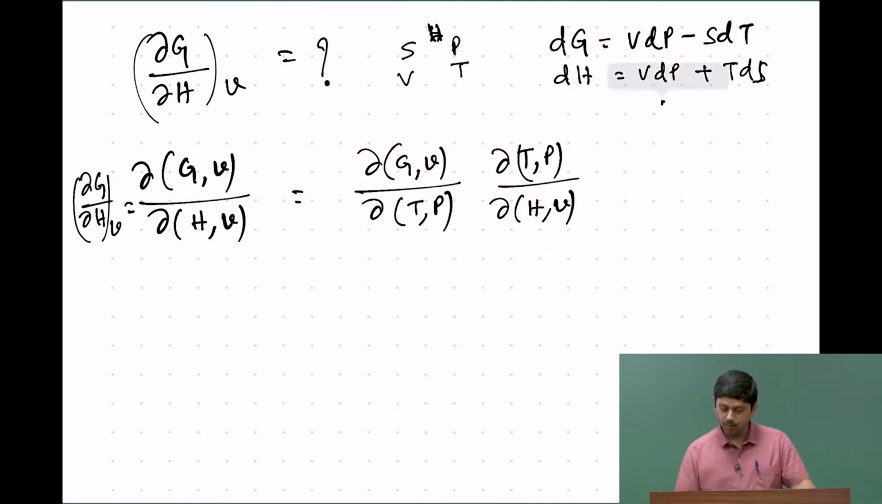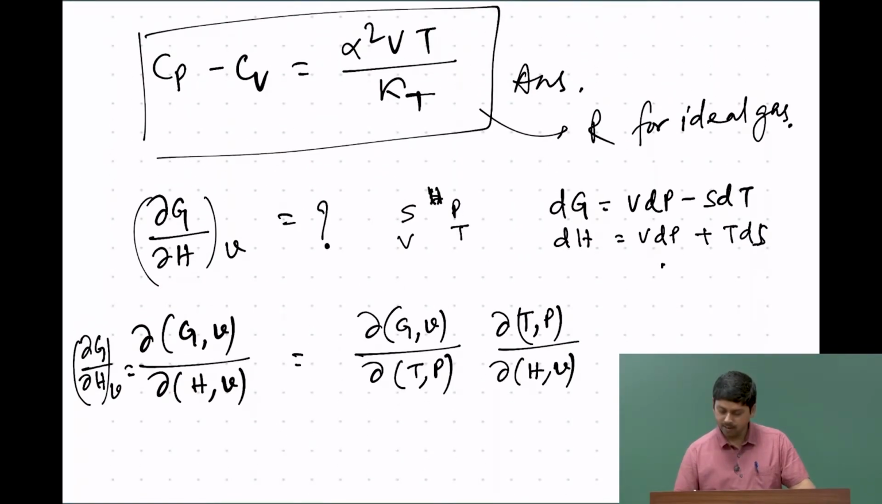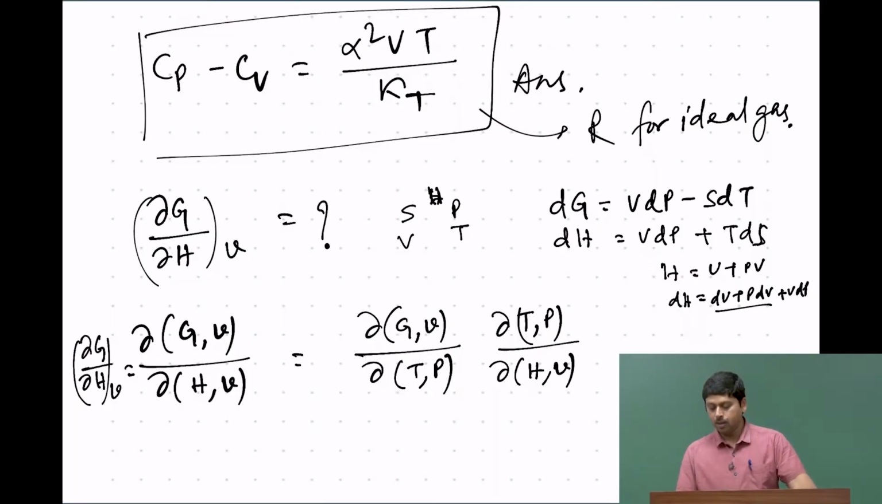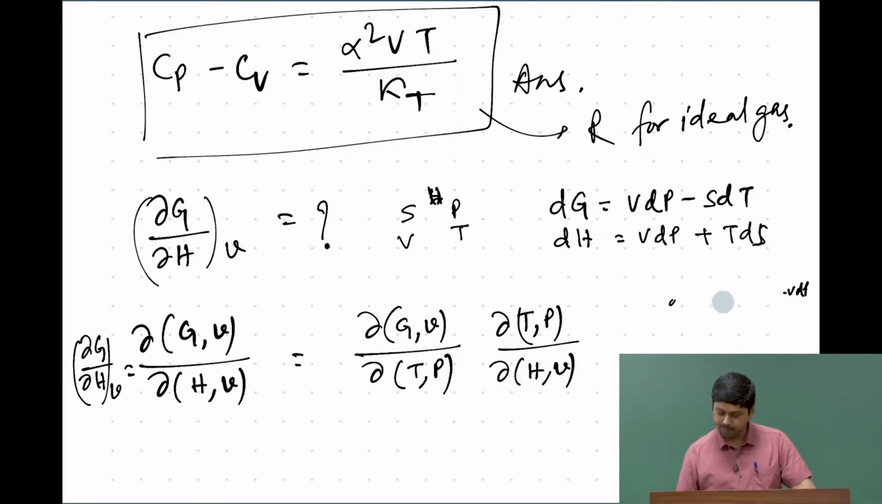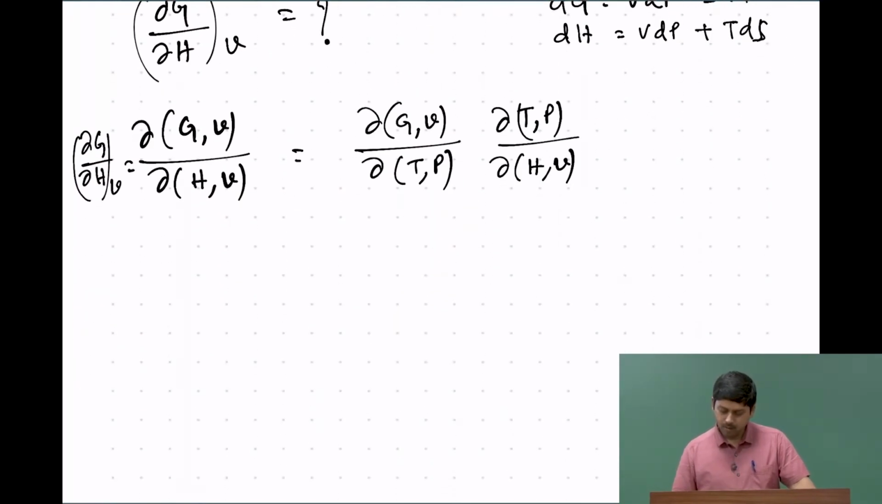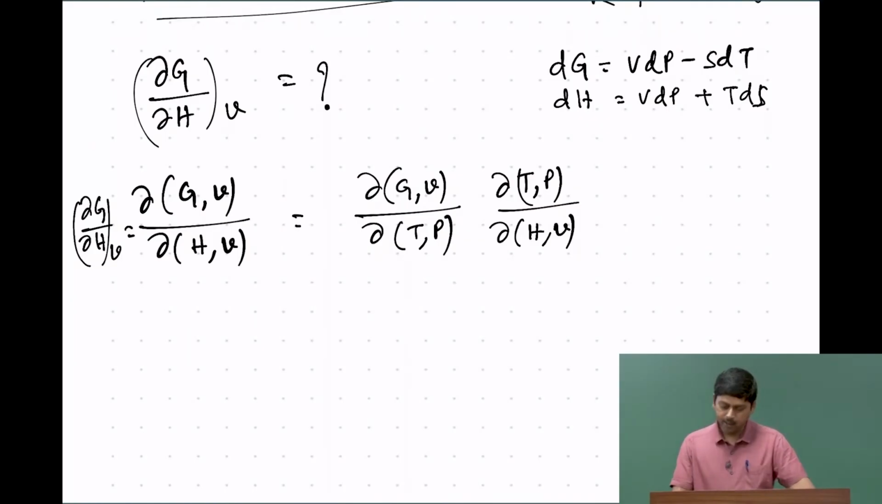Also, you can remember that H is nothing but U plus P V, and therefore, dH is dU plus P dV plus V dP, and dU is dq plus dw. So, T dS minus P dV. So, T dS plus V dP. So, that is perfectly all right. So, these are the things that we will need in order to calculate that.